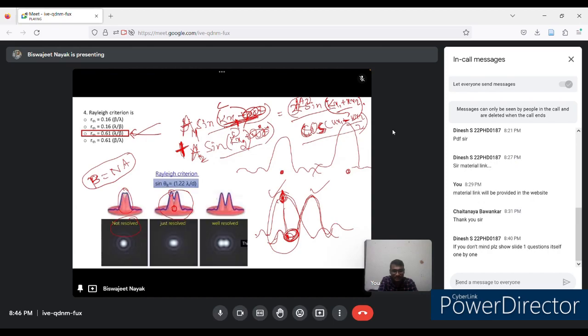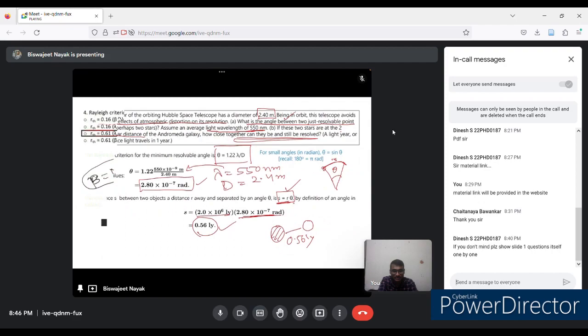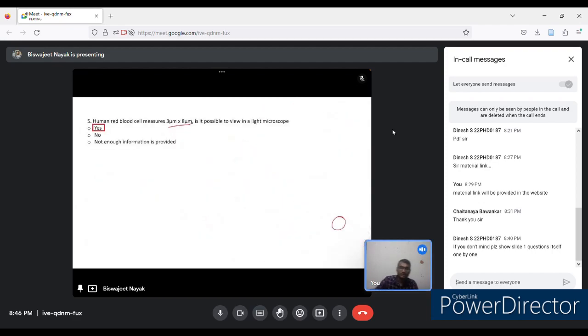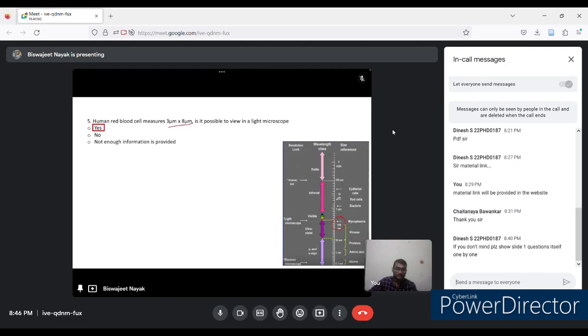Next question. A human red blood cell measures 3 micrometer by 3 micrometer. So is it possible to see by light microscope? Obviously, because by light microscope we can go up to 100 nanometer, that is 0.1 micrometer. So it is quite big enough to see under a light microscope.